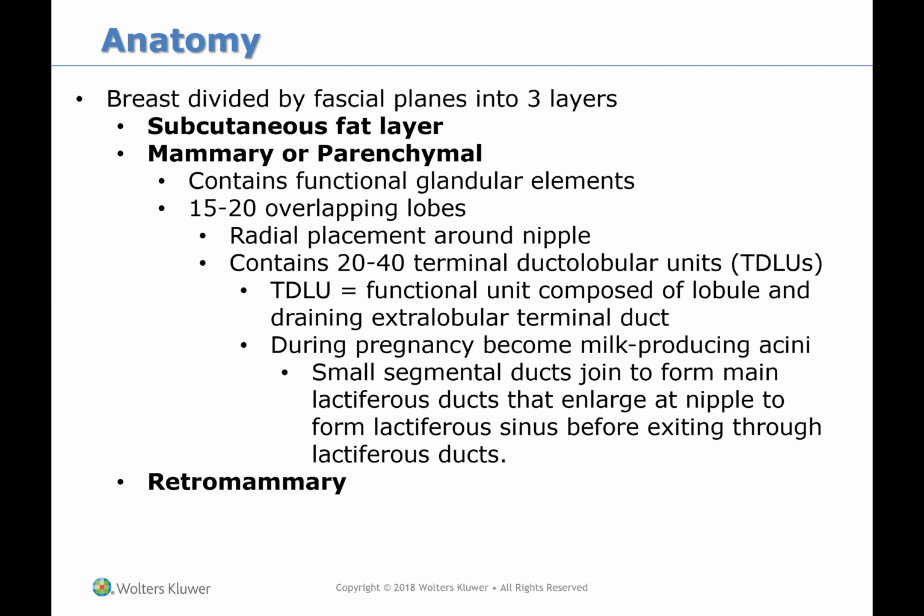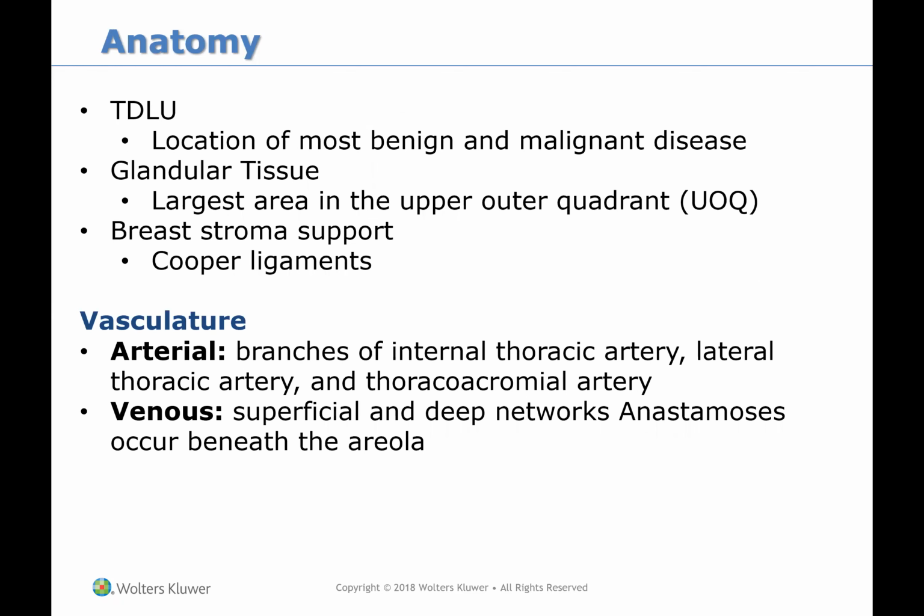Like I said, the terminal ductal lobular unit is the location of most benign and malignant disease. That's where my mother had her breast cancer. Glandular tissue is the largest area in the upper outer quadrant. And then there are the Cooper ligaments that support the breast.